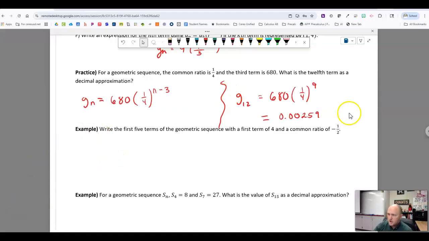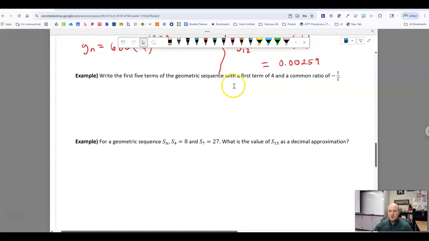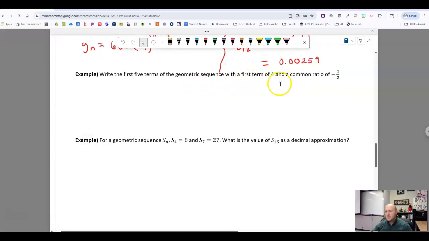Okay, here you go. Using that equation, we can go ahead and plug in 12. 12 minus 3 gives you 9, so you have 680 times 1/4 to the power of 9. And that should have given you 0.00259.